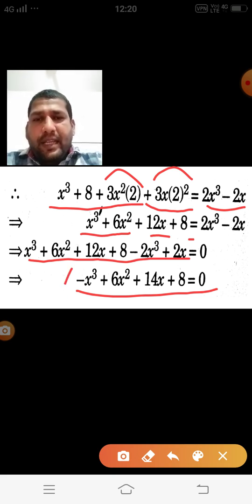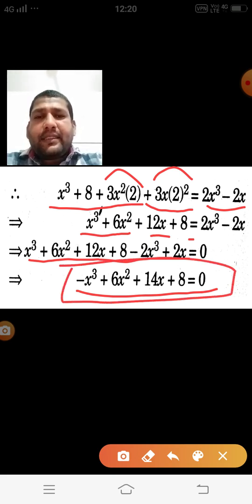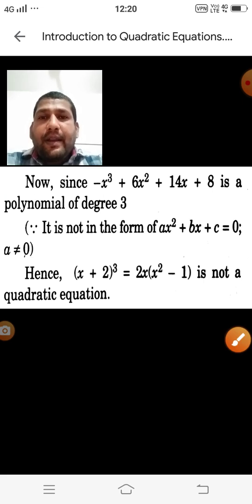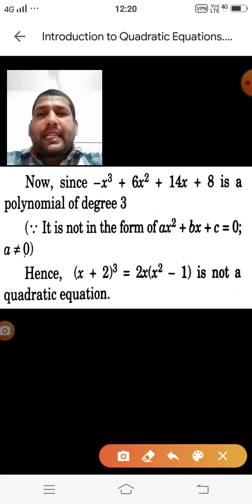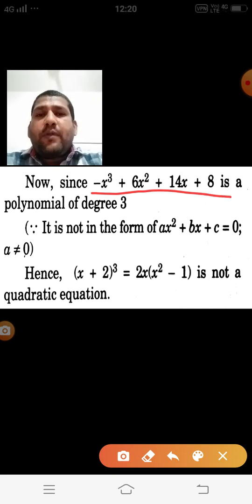Then what we are observing in this, the degree we are getting 3. In this equation we are not getting the degree as 2. We are getting the degree 3. It means that it is not a quadratic polynomial, and this equation is not a quadratic equation.